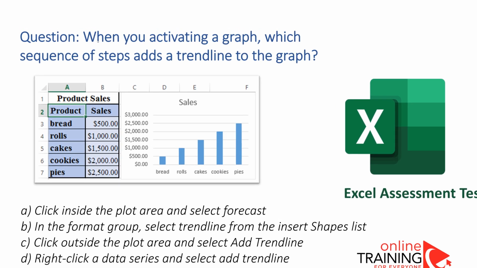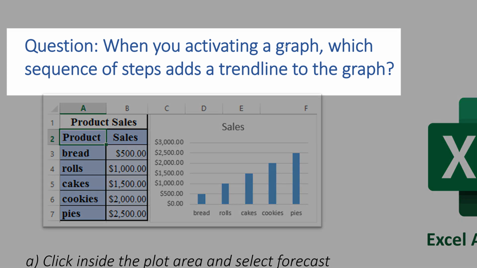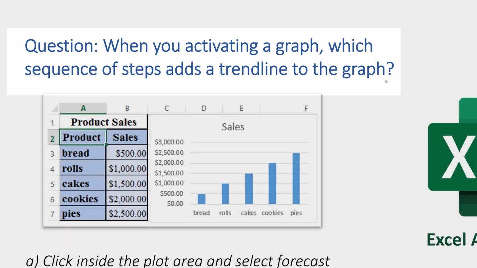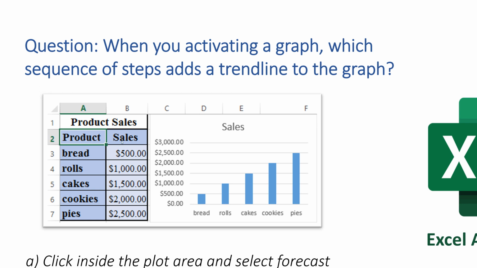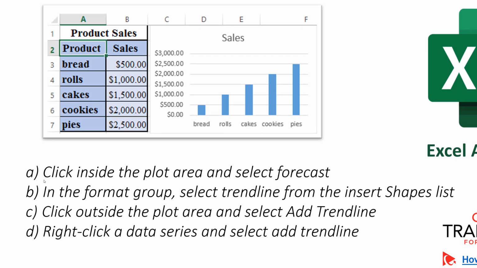Now let's look at a very interesting question that you might be asked as part of an Excel test. When you're activating a graph, which sequence of steps adds a trend line to a graph? You are presented with an image in which you see the product sales, product information, and then sales information. And then you see the chart which shows the visual representation of this table. And there are 4 choices.